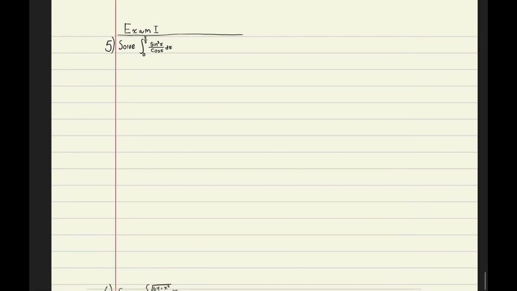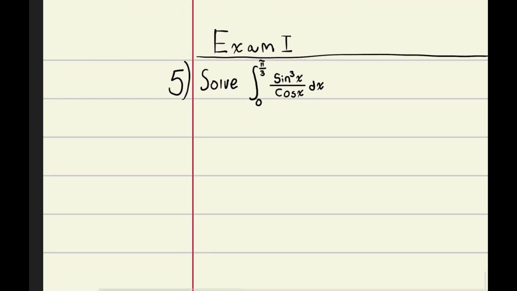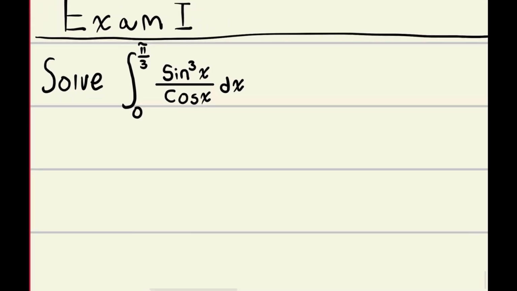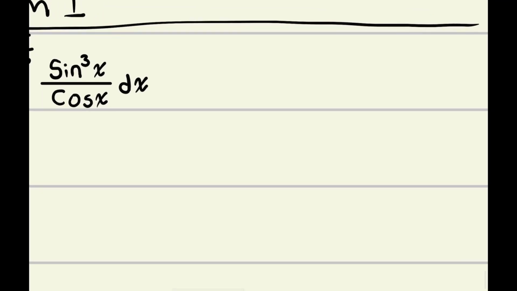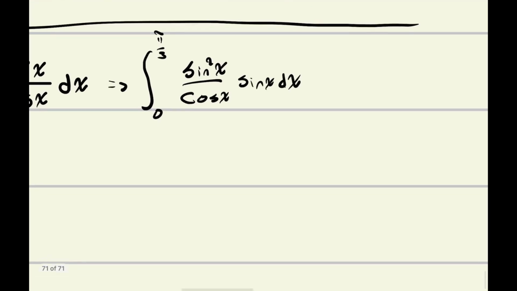Next, we'll be solving the last two questions, 5 and 6. Number 5 is to solve the integral from 0 to pi over 3 of sine cubed x over cosine x dx. First, we can rewrite this as the integral from 0 to pi over 3 of sine squared x over cosine x times sine of x dx.